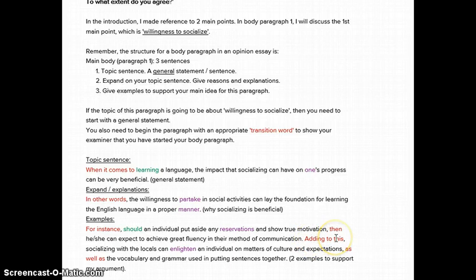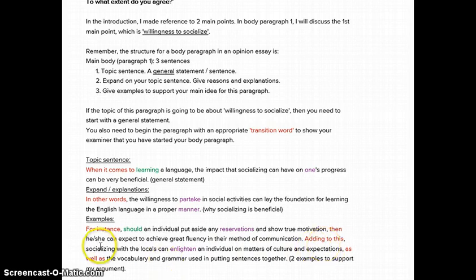Adding to this, socializing with the locals, that means people who live in that country. So we're talking about English speaking people. Before we talked about natives in the introduction, here I'm talking about locals. They both have the same meaning. I'm just using synonyms. Adding to this, socializing with the locals can enlighten an individual. Enlighten, it means give you new information or teach you something. Can enlighten an individual on matters of culture and expectations.